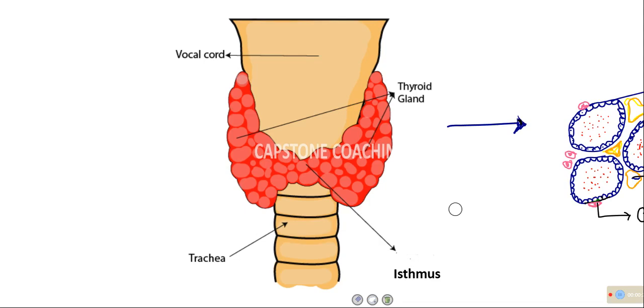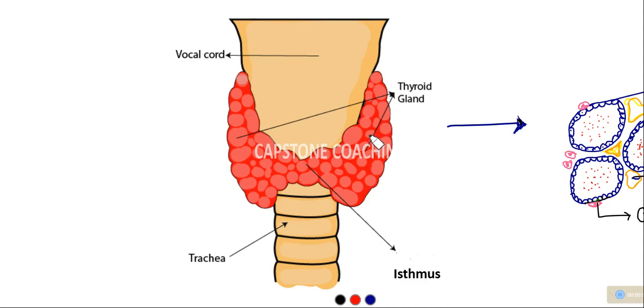So the thyroid gland is a butterfly shaped gland. What do you mean by a butterfly shaped gland? As you know, a butterfly looks like it has a small body and bigger wings on either side of its body. So the thyroid gland is something similar to it. As you can see here, it has two lobes, and these two lobes are present on either side of the trachea. Now these two lobes are joined together by a small connective tissue which is called the isthmus.